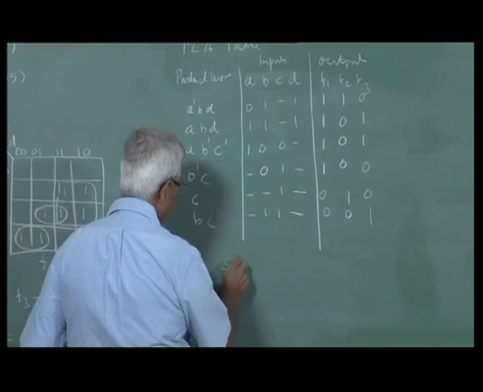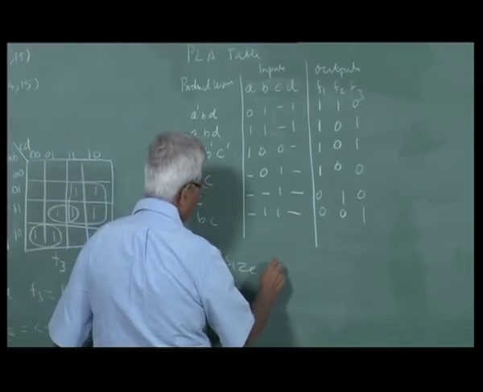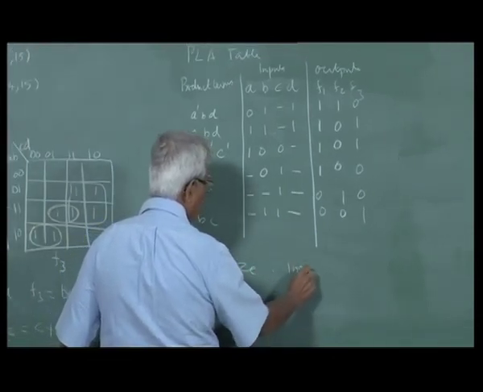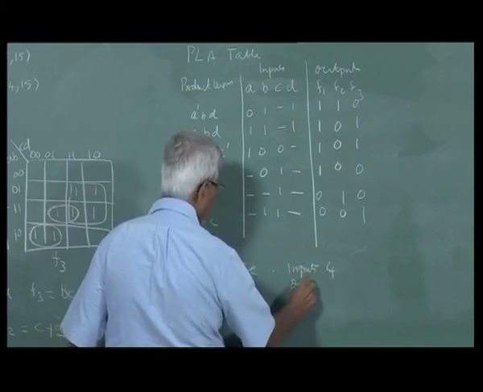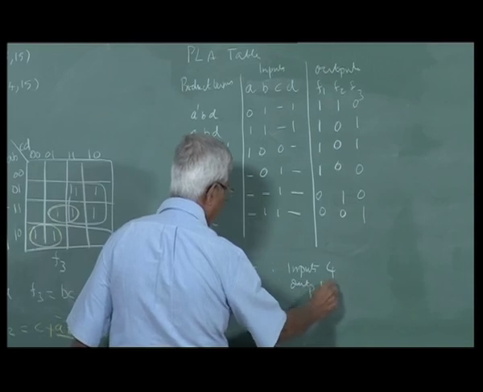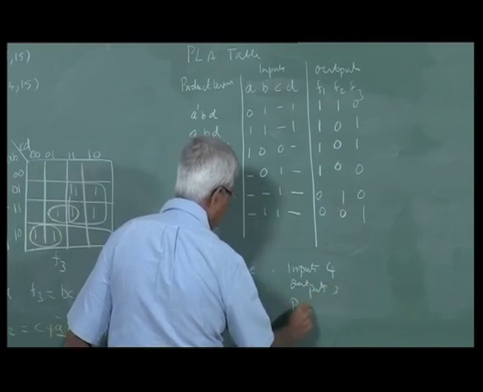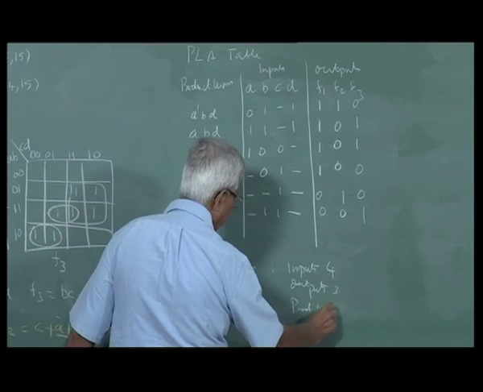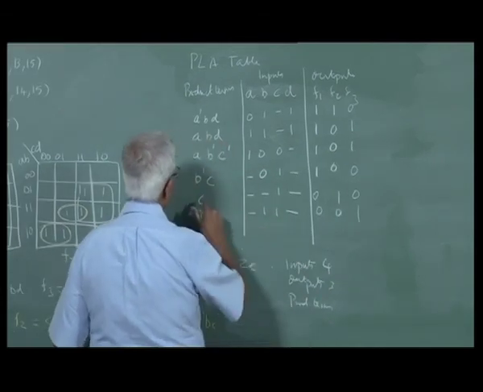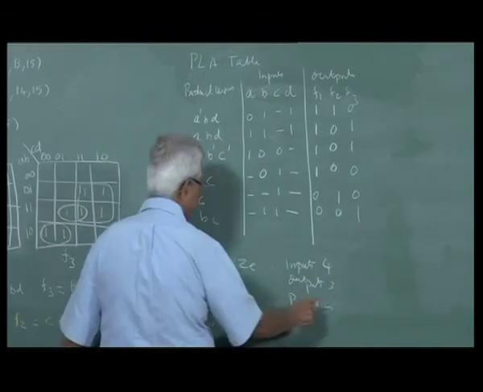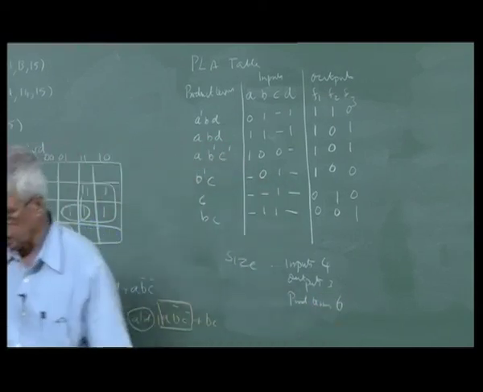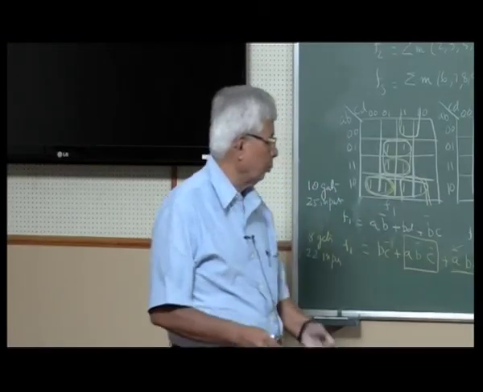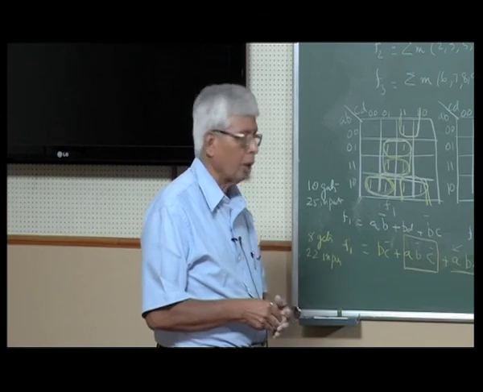Size is input 4, outputs 3, product terms... how many? 1, 2, 3, 4, 5, 6. So when you're going to buy in the market a PLA to implement this function, you should have 4 inputs, 3 outputs and 6 product terms.